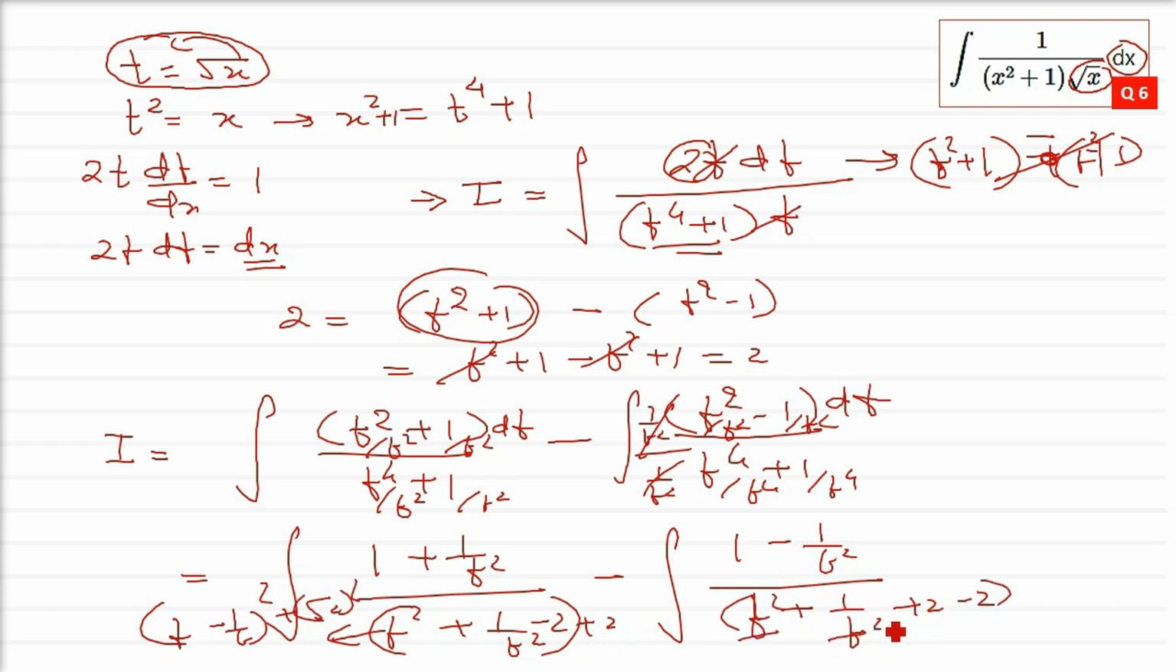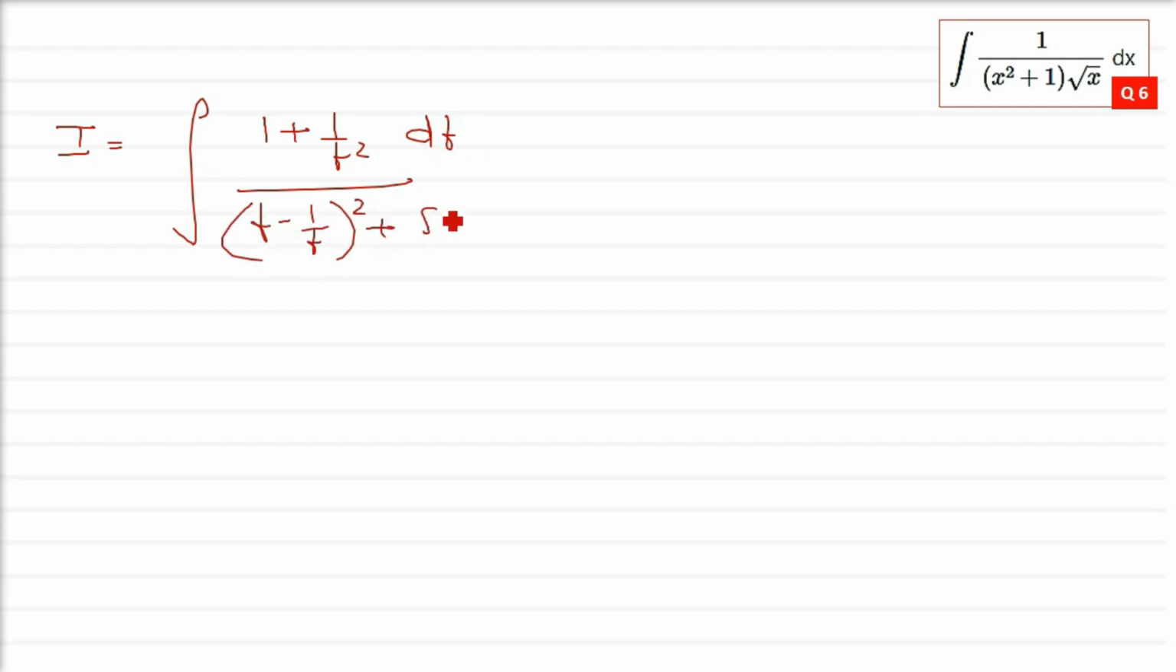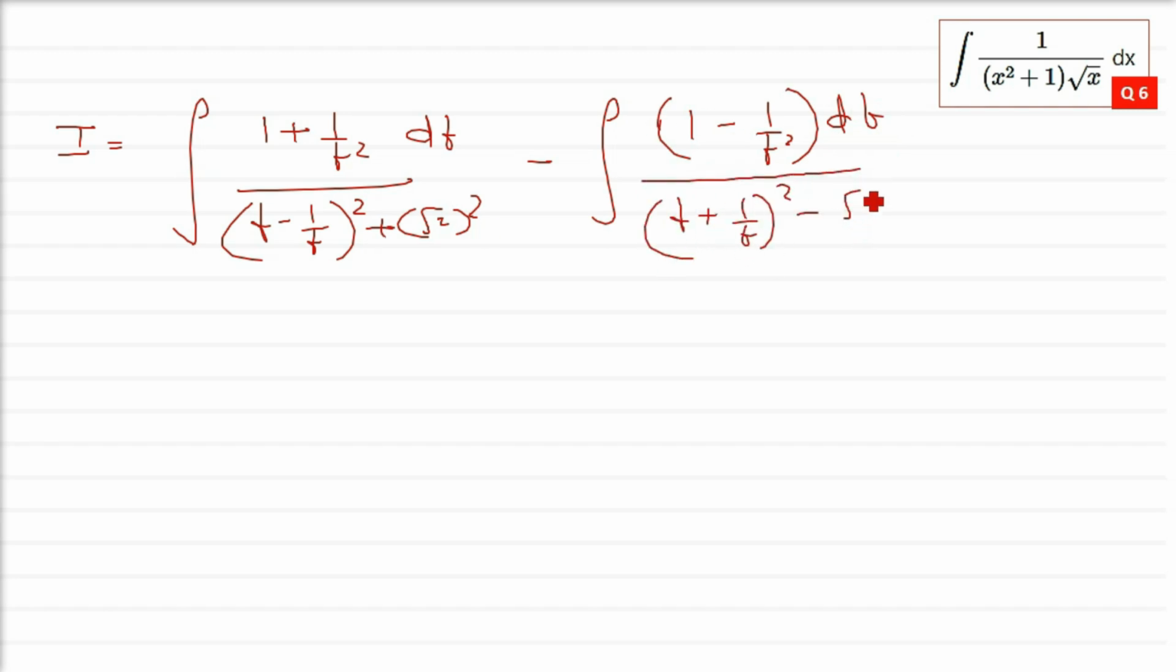For the second term, we need t plus 1 by t square in the denominator. So we'll utilize first 3 terms, t plus 1 by t whole square. The other term which is left is negative 2. You can write it as negative root 2 whole square. So the conclusion we draw from the different things we have done, the final thing is 1 plus 1 by t square dt. In the denominator, we can write it as t minus 1 by t whole square plus root 2 whole square. The second one is negative, 1 minus 1 by t square dt divided by t plus 1 by t whole square minus root 2 whole square.